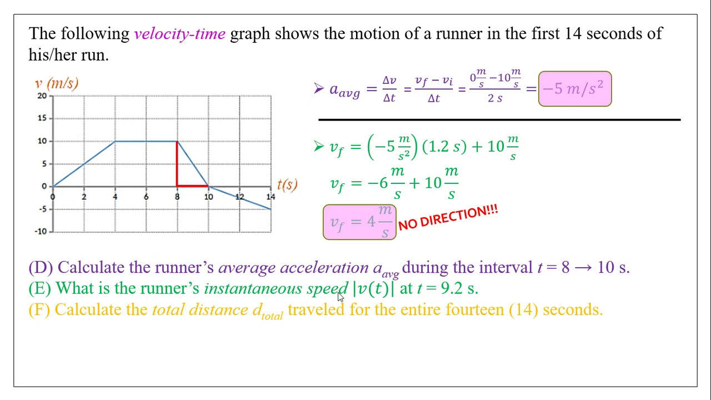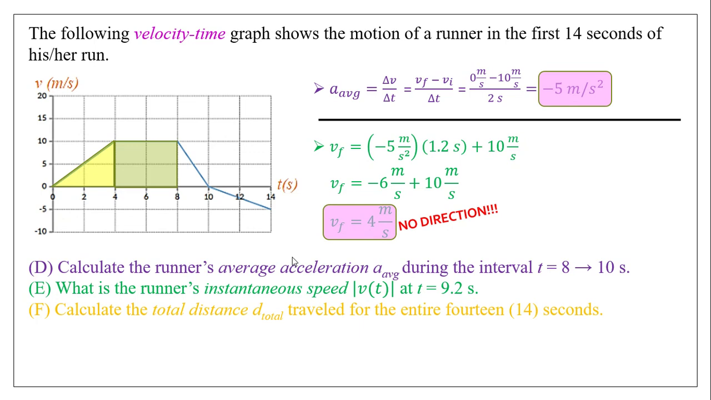All right, let's do part F. Part F asks us to find the total distance for the entire 14 seconds, so for the whole graph shown. Distance is a scalar, so it's important that you keep this in mind. Distance is a scalar, so ignore all the signs.